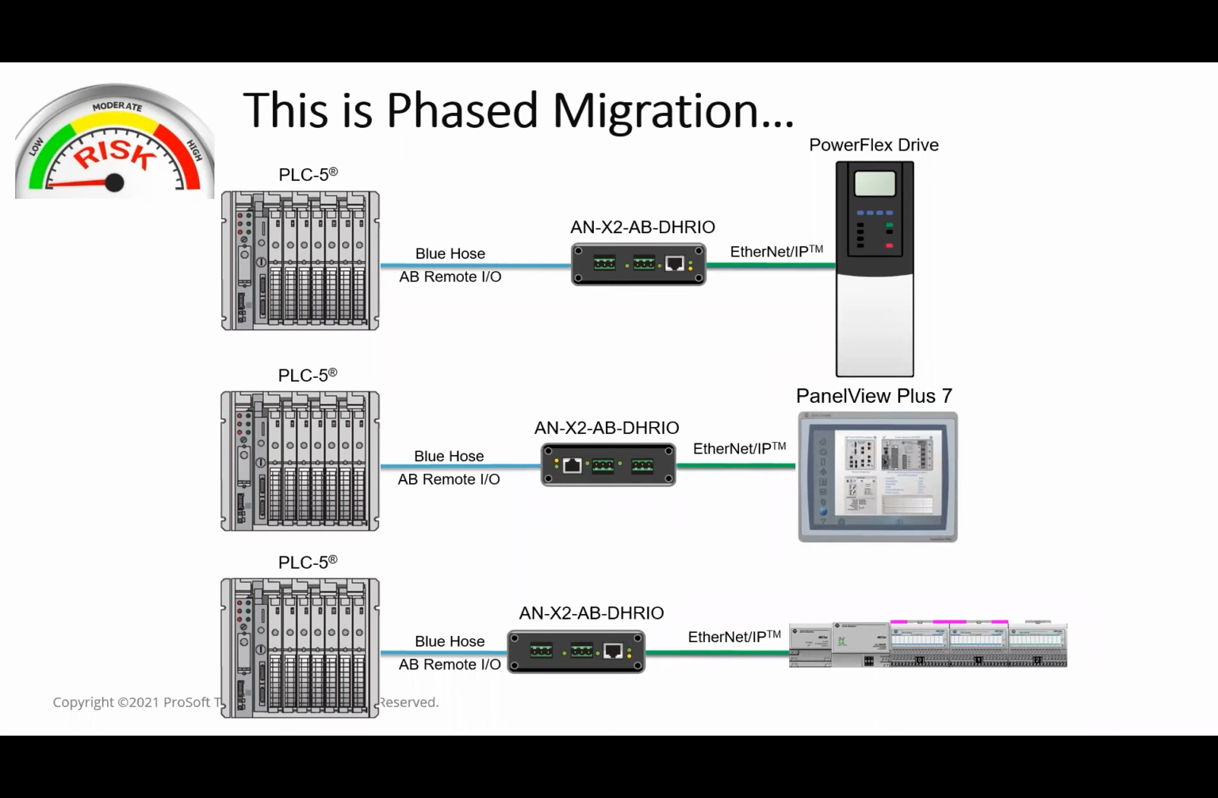PowerFlex drive. In the middle, the PanelView Classic was replaced with an Ethernet-based PanelView. And then on the bottom, the obsolete 1794 ASB adapter on the Flex is replaced with the 1794 AENT Ethernet adapter. That is phased migration. We changed out the peripherals, but we left the PLC untouched.